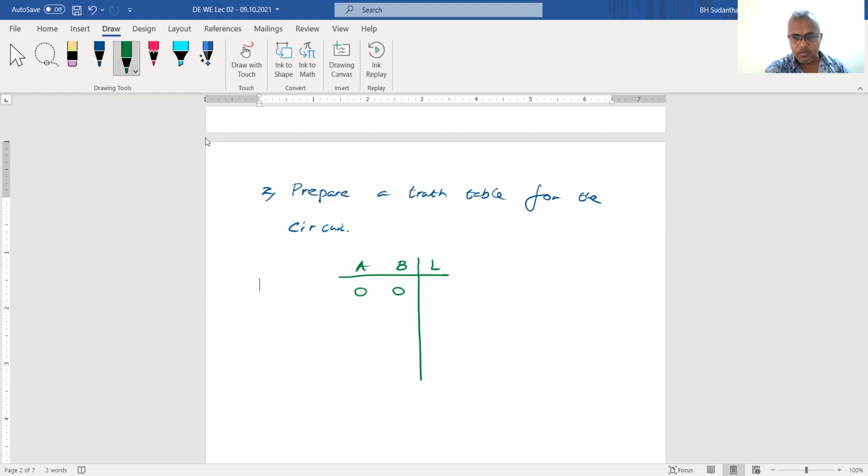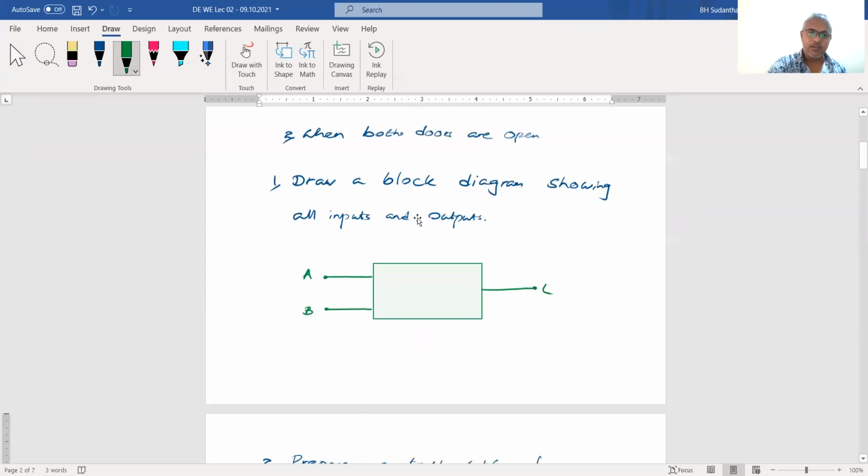And B also, the door is closed. Here, still door A is closed, but B is open. Here, A open, B closed, and both are open. Okay. Then we can look at the conditions he has given.